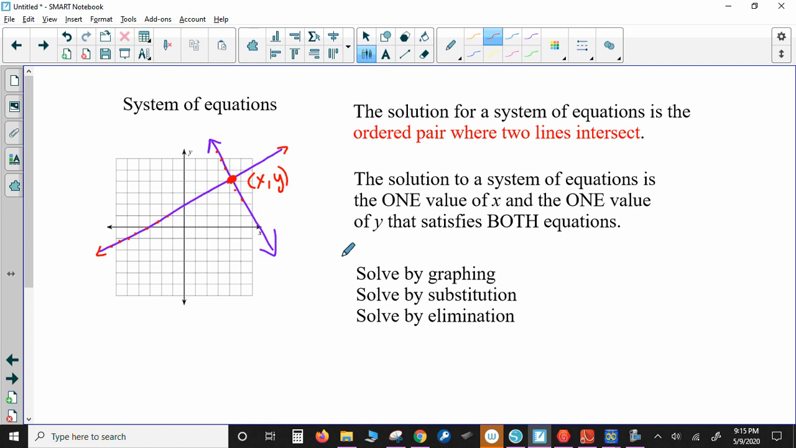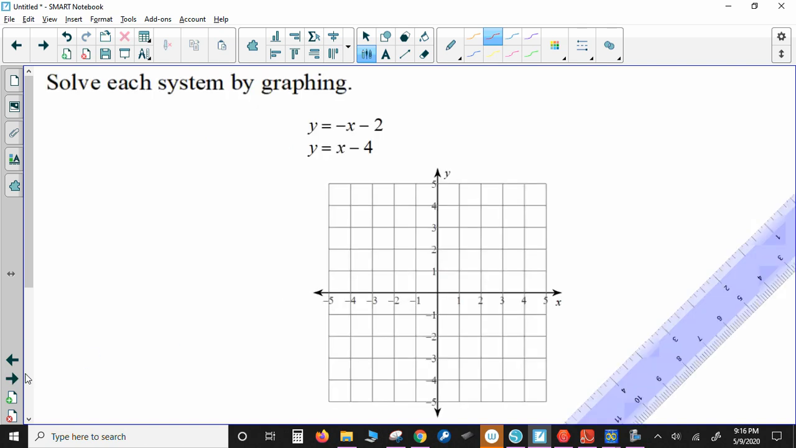And we know of three methods for solving systems of equations. First, we're going to remind ourselves how to solve by graphing, and then by substitution, and then by elimination. Each one of these methods has its advantages. The advantage of solving by graphing is it's the easiest one for us to visualize what it is when we find the solution to a system of equations.